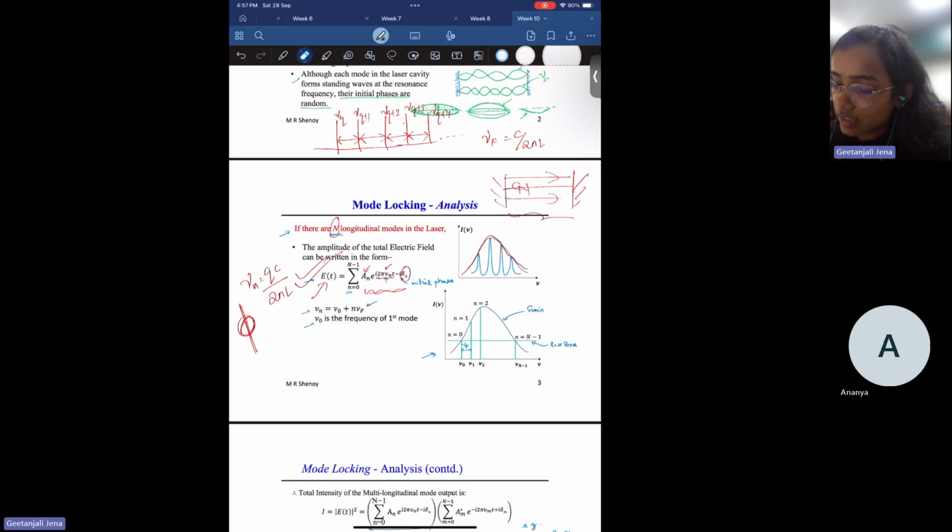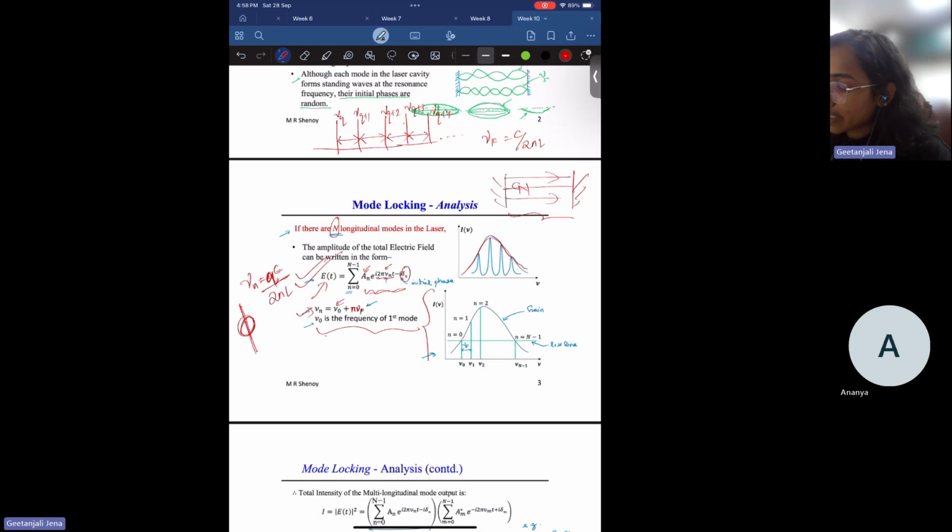And nu n you already know is q c by 2nl, where q is an integer. So nu n you can write as nu 0 plus n times nu f. And nu 0 is the frequency of the first mode.